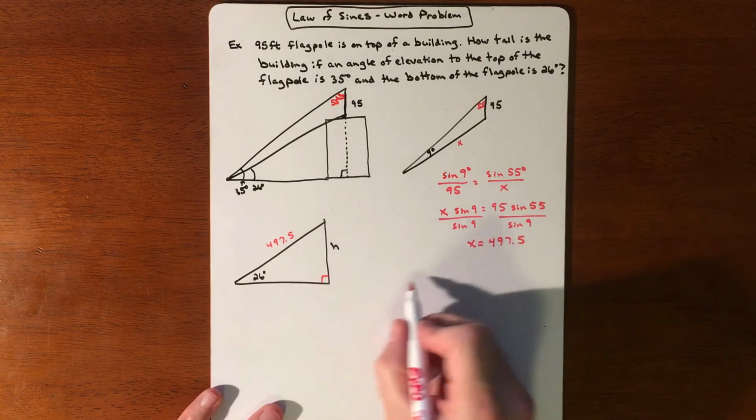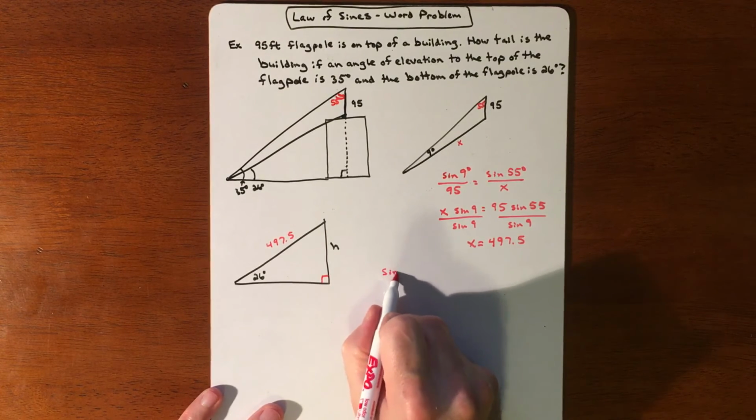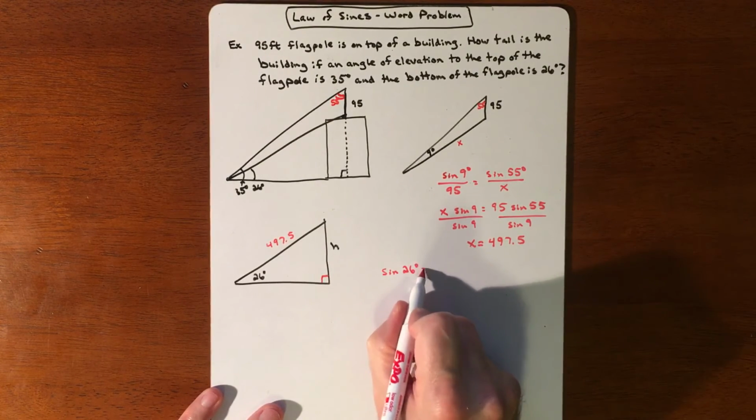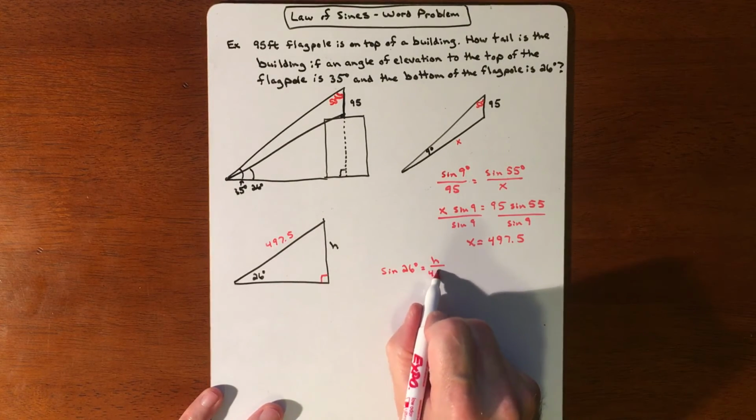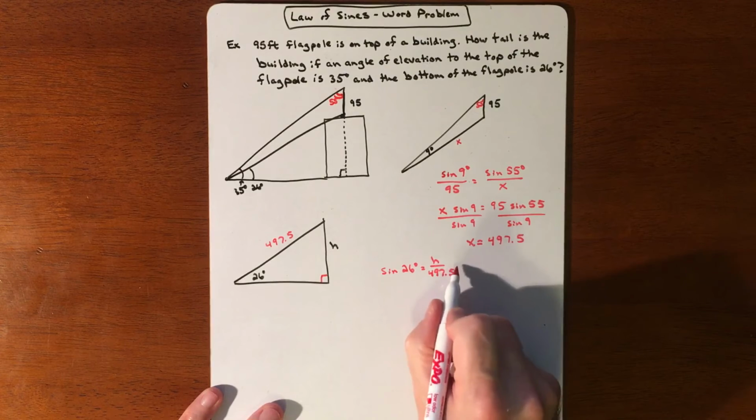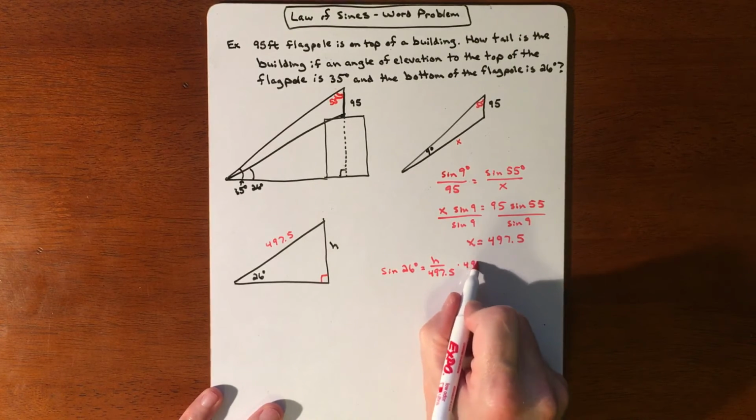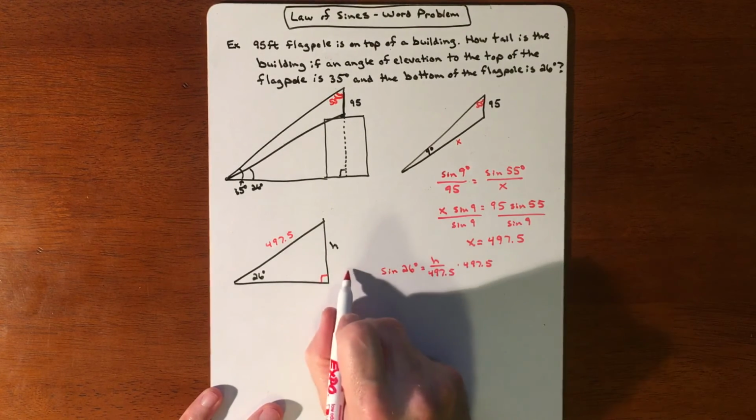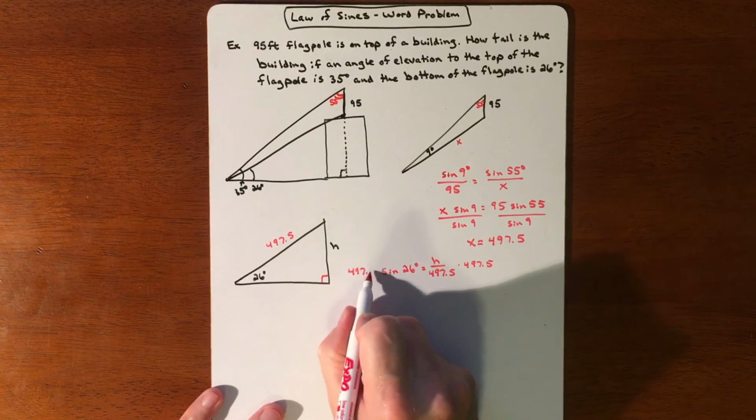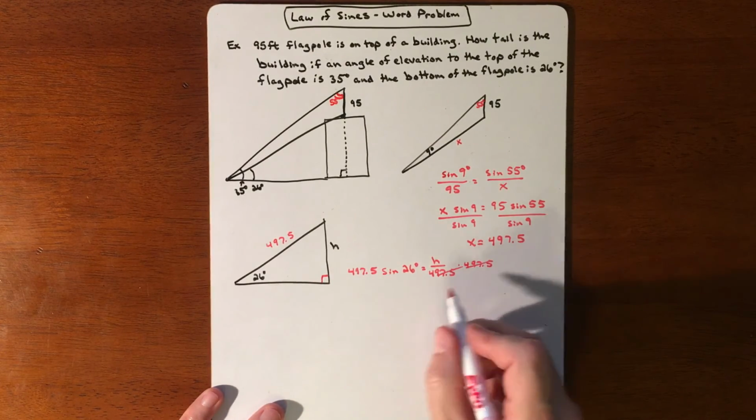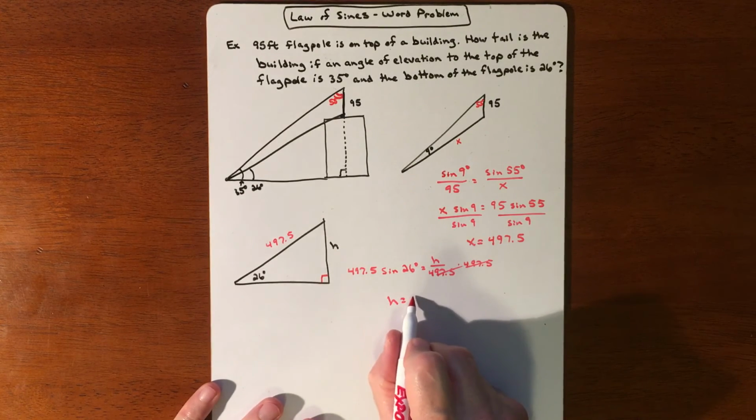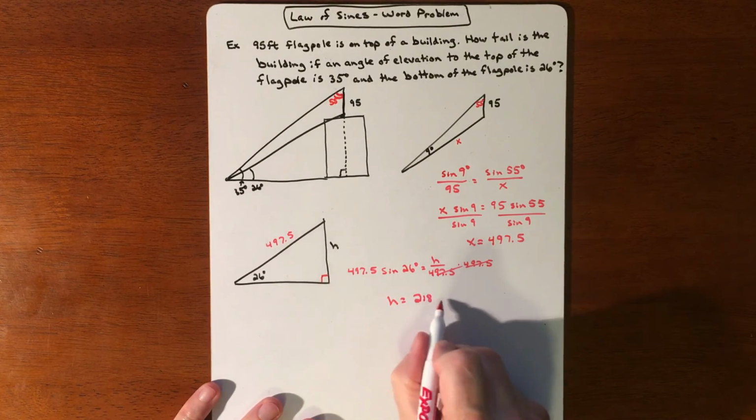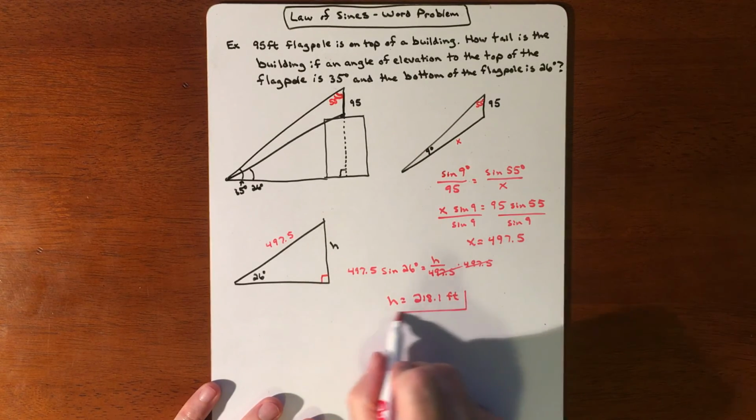So we're looking at sine. Sine of 26 degrees is going to equal the opposite over the hypotenuse. Then multiply this piece over to clear out the fraction. That's just something that we type into the calculator, and that gives us about 218.1 feet.